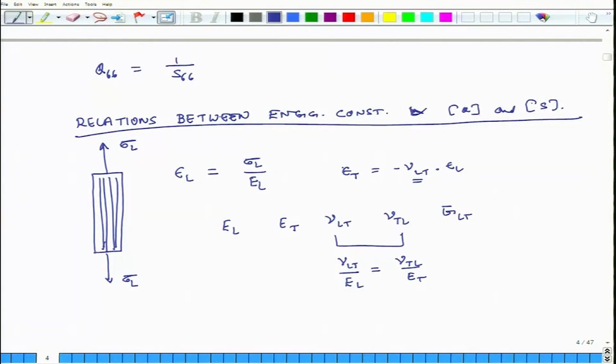So the question we are trying to figure out is, what is the relationship between 4 independent constants in the Q matrix and these 4 engineering constants, and what is the relationship between 4 independent engineering constants in the S matrix, which is the compliance matrix, and these 4 engineering constants. So the basic thought process we have already explained. So what I will do is I will just directly state the results.